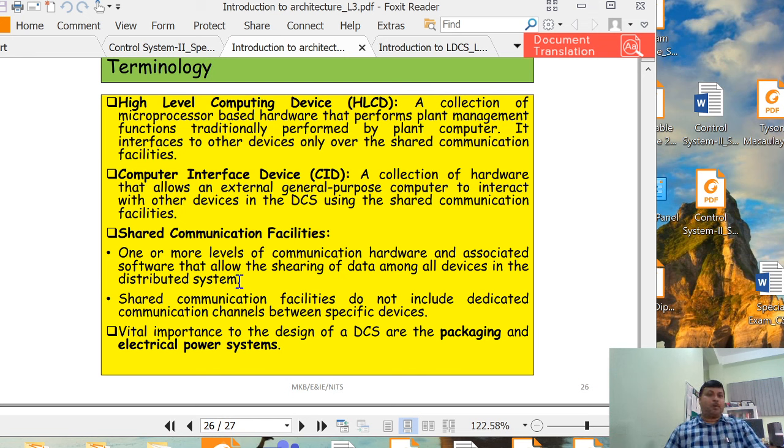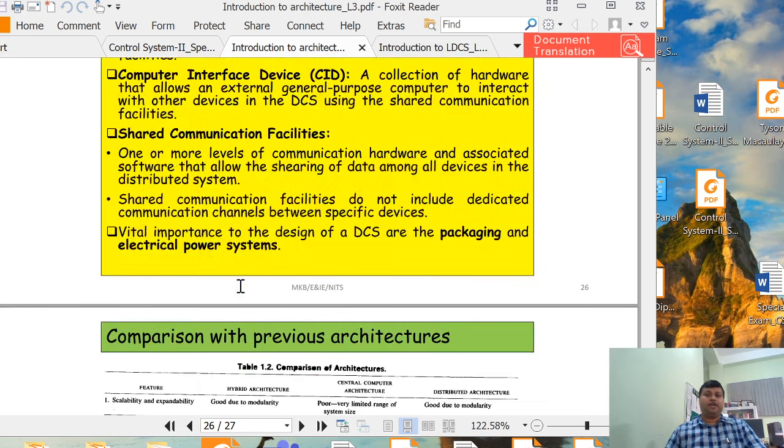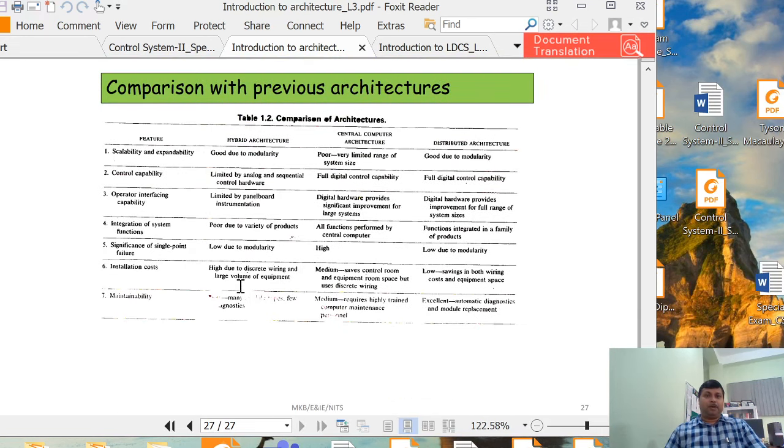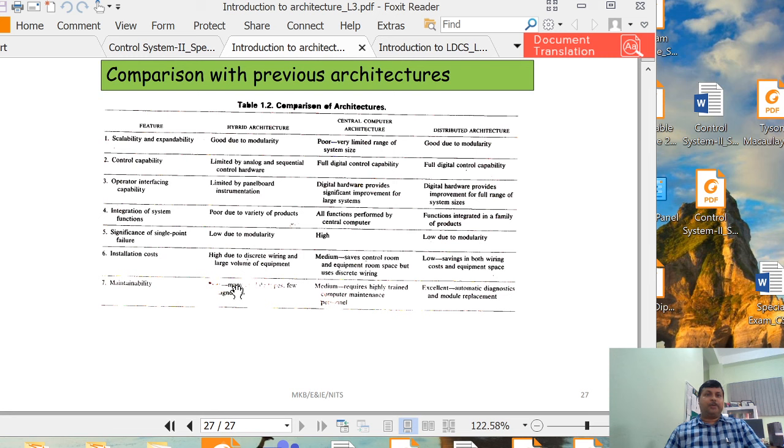Of vital importance in the design of a DCS are the packaging and the electrical power system. So packaging as well as the power to all these devices are an important part of a generalized DCS. So now we can conclude with a comparison of the three architectures. The architectures we have learned are hybrid architecture, central computer architecture, and distributed architecture.